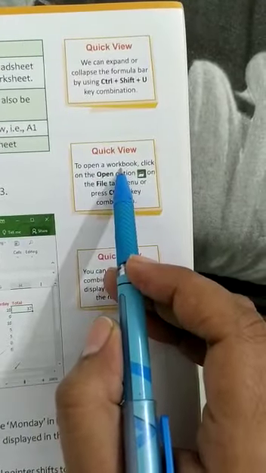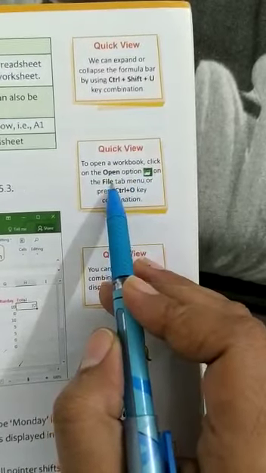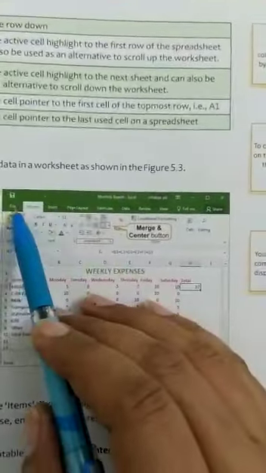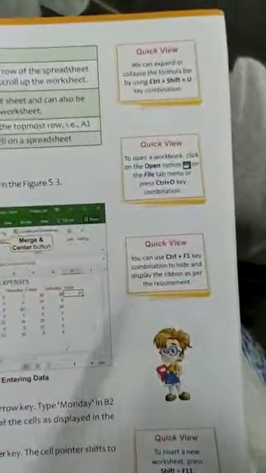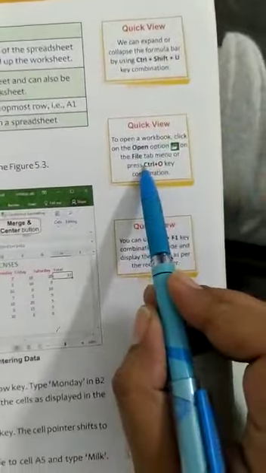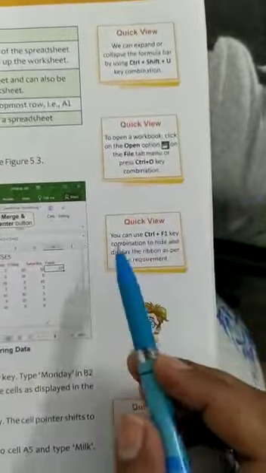To open a workbook, click on the Open option on the File tab menu or press the Ctrl plus O key combination. From the File tab, click on the Open option. The Open dialog box will appear. Type the name of the workbook and it will open. Or you can use the shortcut key combination, that is Ctrl plus O, to open the Open dialog box.